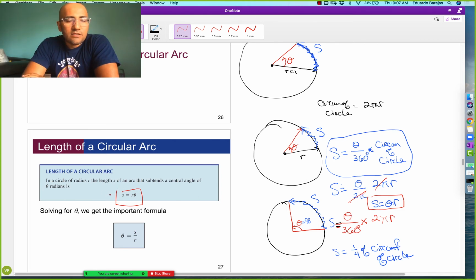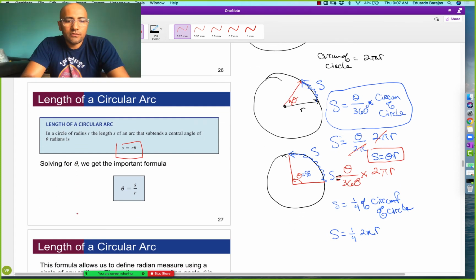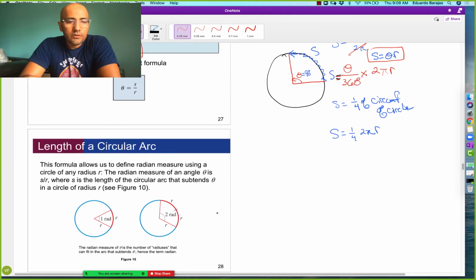So the distance s around the circumference of the circle, subtended by a particular central angle theta in radians, is equal to the angle times r, where r is the radius of the circle. Questions? We're good? From here, we can easily solve for theta by dividing both sides by r, and we get that s over r equals theta. So we can solve for any one of these three variables, and this is just a useful formula we use.